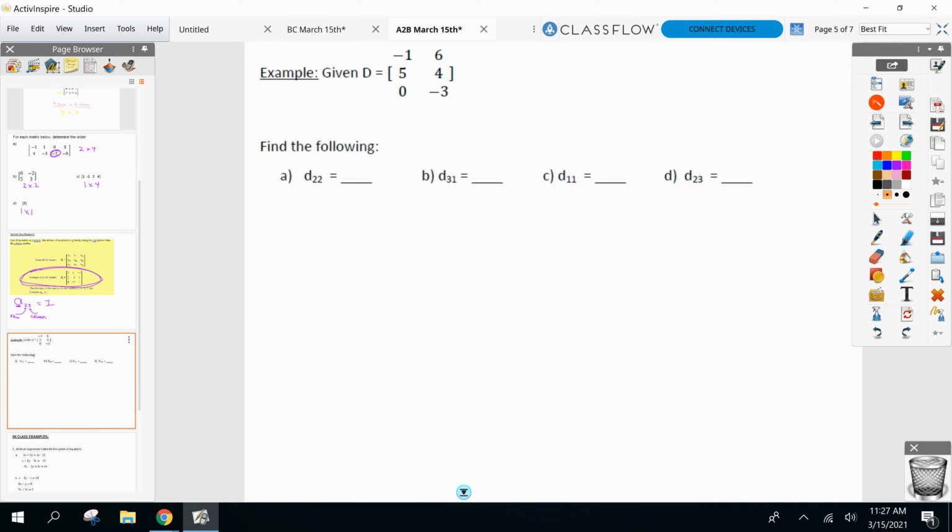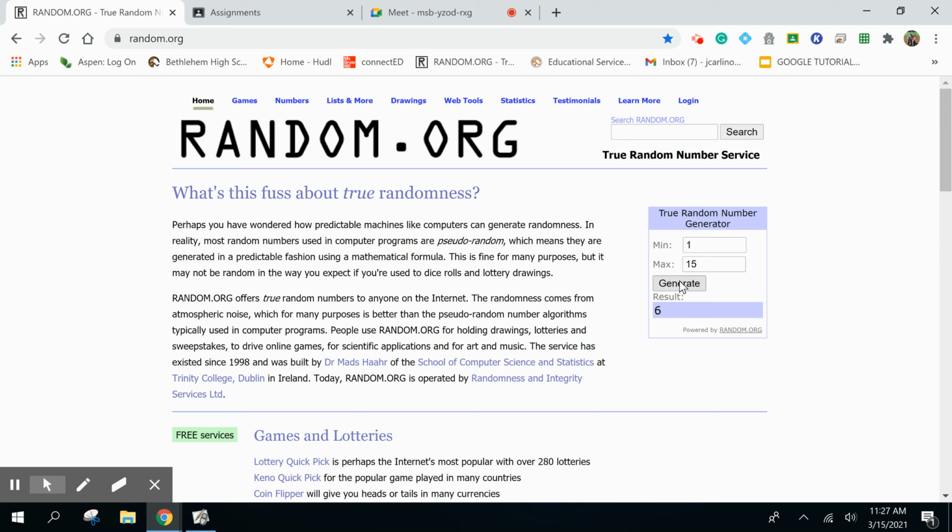Wouldn't that be 4? 4. Row 2, column 2. There's a 4 there. Correct. All right, how about matrix D, 3, 1? What is in position 3, 1 for me?